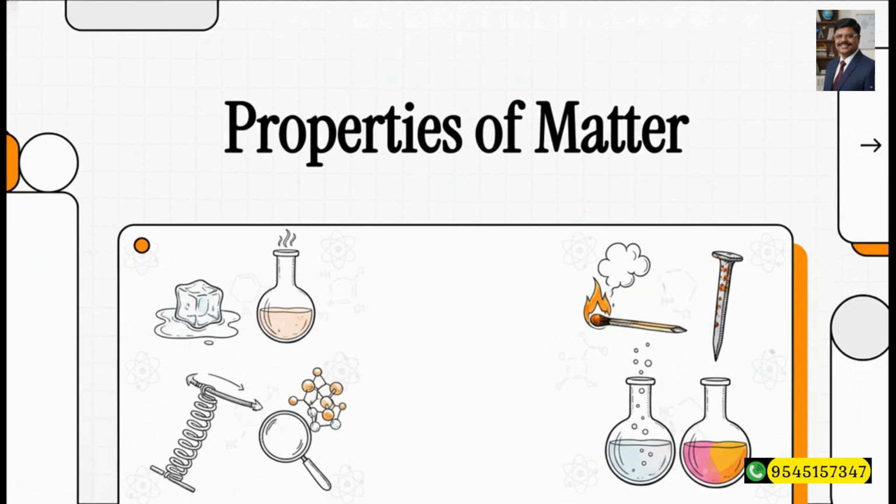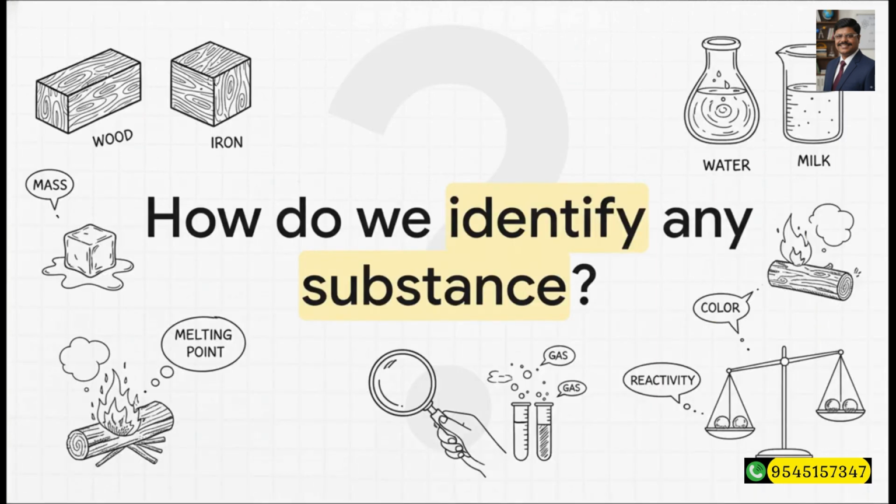We're going to figure out what makes every single thing around us, well, unique. We're talking about the physical and chemical properties of matter. So let's just start with a big question. How do we even identify a substance? I mean, think about it for a second. How do you know that a piece of wood isn't a piece of iron, or that water isn't milk? To tell them apart, we have to look at their special characteristics. And in science, we call those their properties.